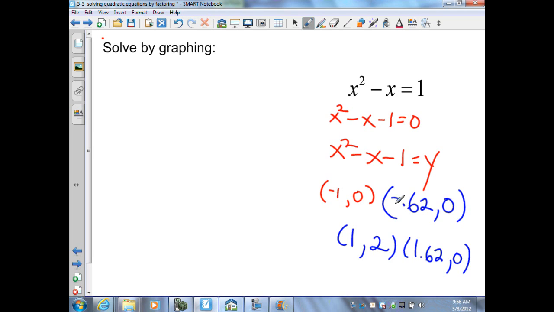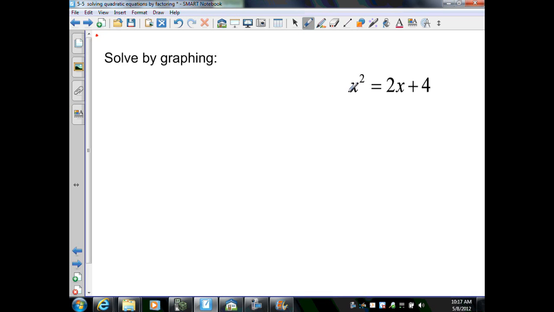And notice, negative 0.62 is between negative 1 and 0. 1.62 is between 1 and 2. That's how we located those values on the table. And then to be more accurate, we calculated them on the calculator. So these are my solutions for this quadratic: negative 0.62, 1.62, and those are also the x-intercepts.